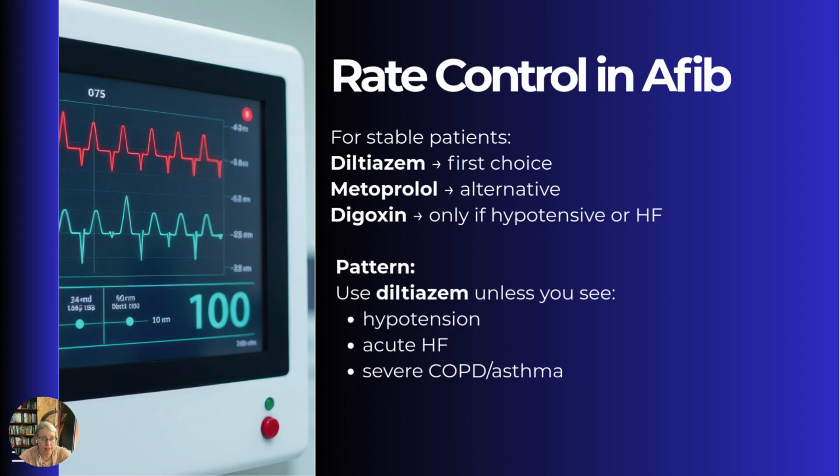So most of the time with AFib, use diltiazem unless there's hypertension, acute heart failure, or COPD and asthma. Digoxin, if you use it, can cause digitalis toxicity. So look for having to throw potassium at this. Sometimes they'll throw potassium chloride at it if there is a toxicity going on from the digoxin, and that can cause some major gastric irritation.